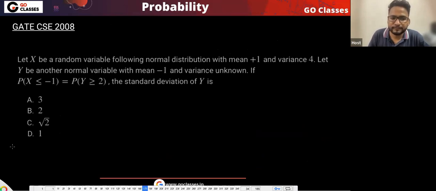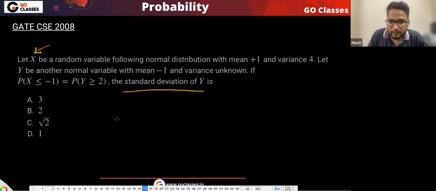Let x be a random variable following the normal distribution with mean plus 1 and variance 4. Tell me whether x is a standard normal distribution or not. No, because the mean is 1, which is first of all not 0. Variance 4 is okay. And let y be another normal random variable with mean minus 1, and the variance is not given to us. They are asking for the standard deviation, so first we calculate the variance, then the standard deviation.